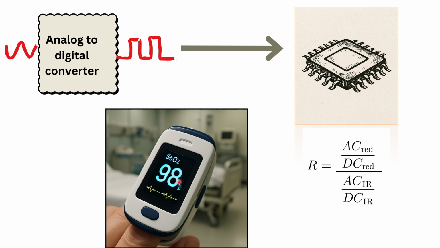I hope you have understood. Though the device is tiny, it actually is very smart physics. It measures light, it filters signal, it applies Beer-Lambert's law, all in a circuit. So I hope next time when you see a pulse oximeter, you will know the science working behind it. Thank you.